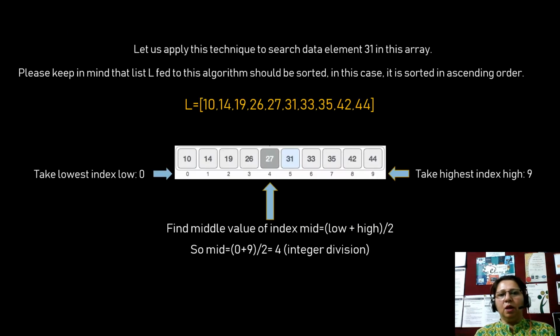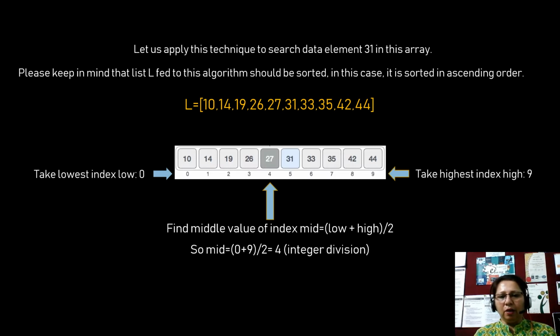Now let us see how we apply this binary search technique to search the data element 31 in this array. And also keep in mind that the list L, which is going to be in this algorithm, is a sorted list in ascending order. And now I'm creating the list in Python. L is equal to square bracket, then the different elements and square bracket ends. As you can see in the diagram, the lowest index, which I am calling low, is 0 and the highest index, calling high, is 9.